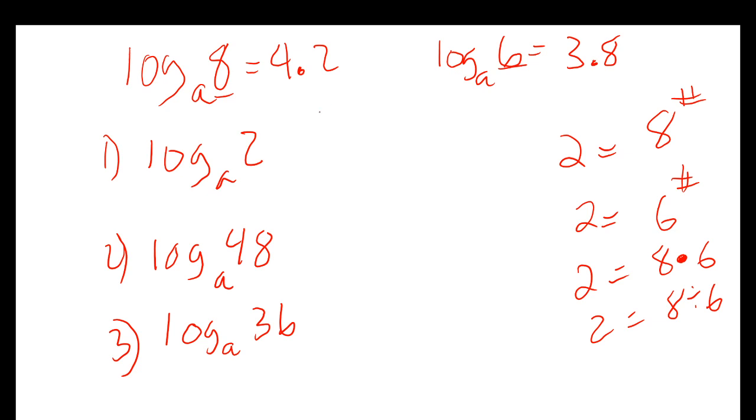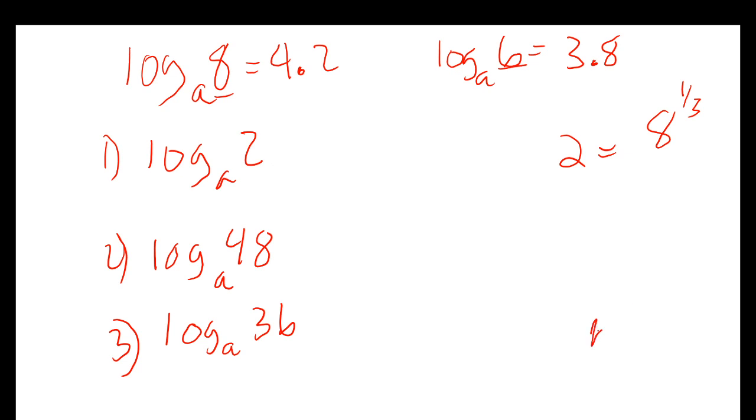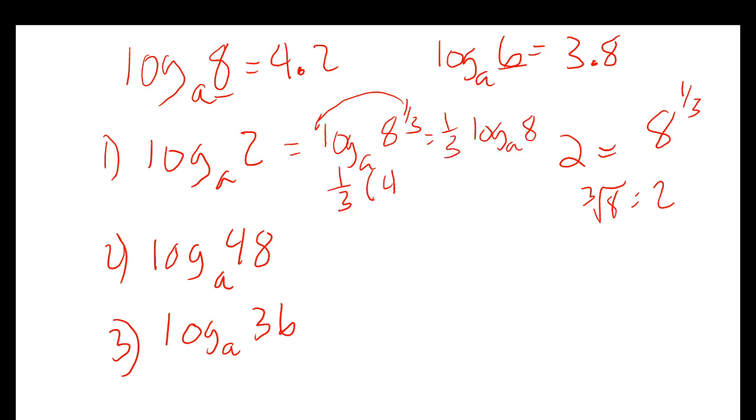So what you have to recognize is that 2 is 8 to the 1/3 power. 2 is the cube root of 8. So when you do this, you say that this is equal to log A 8 to the 1/3. Then the 1/3 will drop out front. And then you'll get 1/3 of 4.2, which is equal to 1.4.